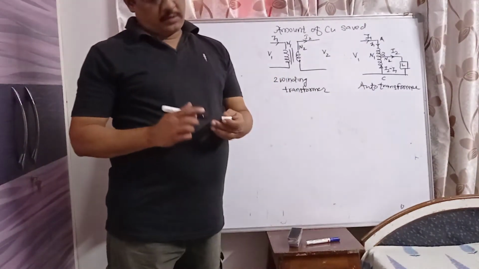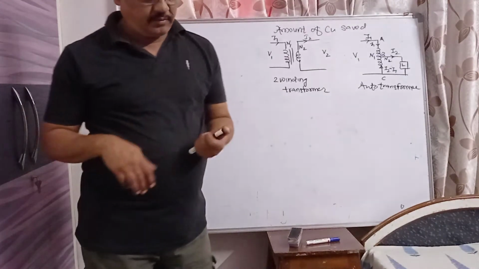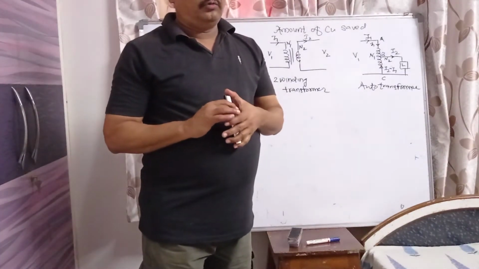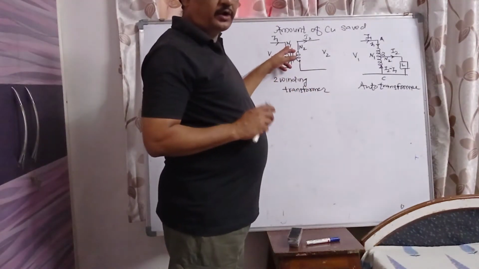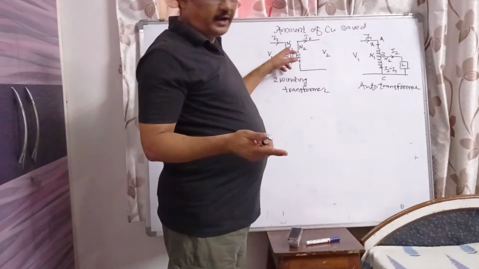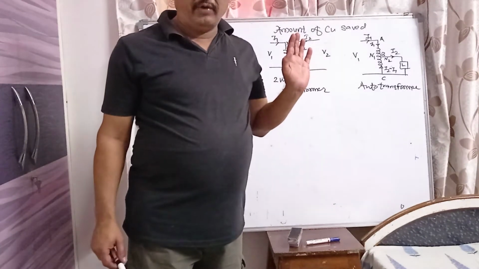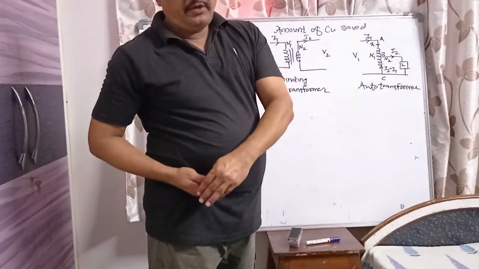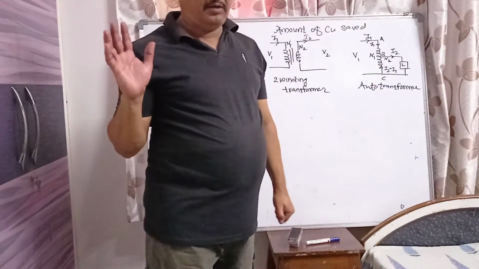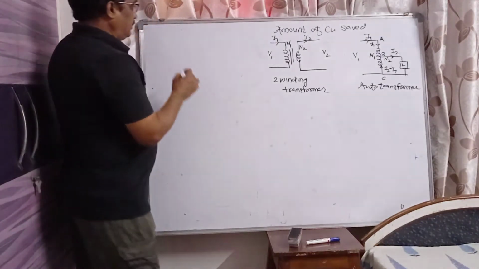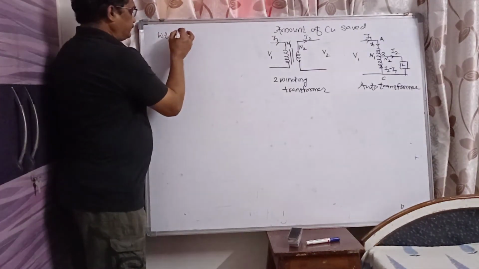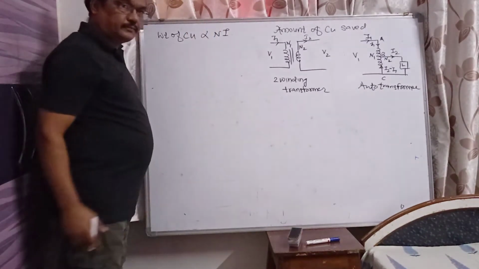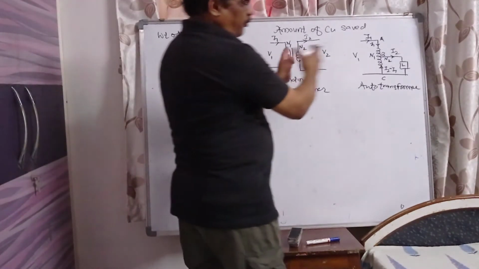Now how is the weight of copper decided? Weight of copper is directly proportional to the product of number of turns and current carried by that winding. Amount of copper required is proportional to the product of N and I, number of turns and current. Weight of copper is proportional to NI. So now we will compare the weight of copper for both.